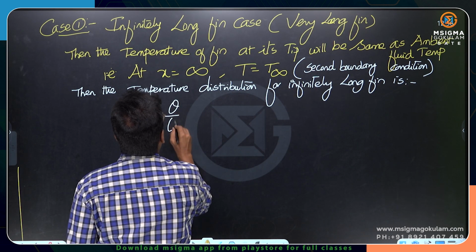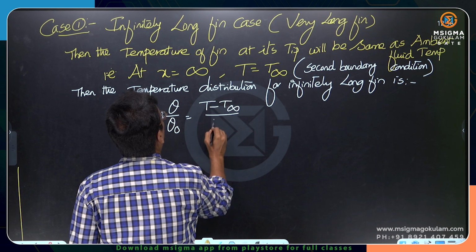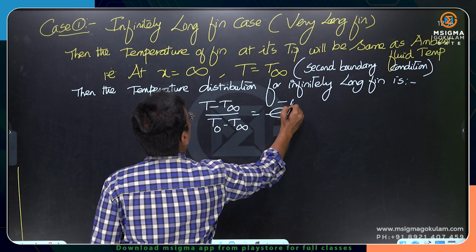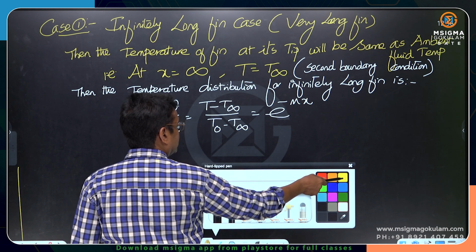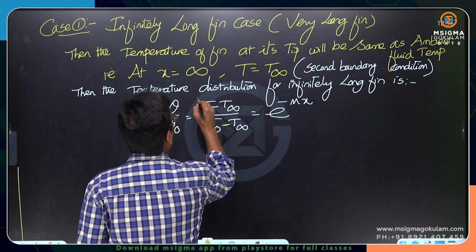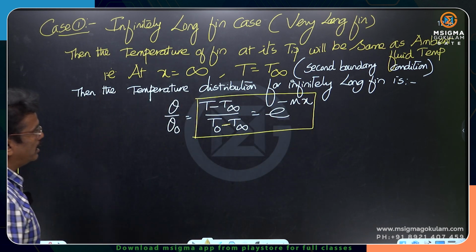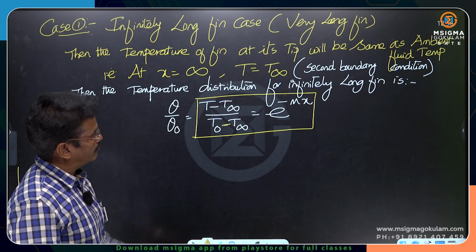theta by theta naught, which is equal to (T minus T infinity) by (T naught minus T infinity), is equal to e to the power of minus mx. Please remember this formula. This formula must be remembered as the temperature distribution for the infinitely long fin case. This is the first objective, we got it.